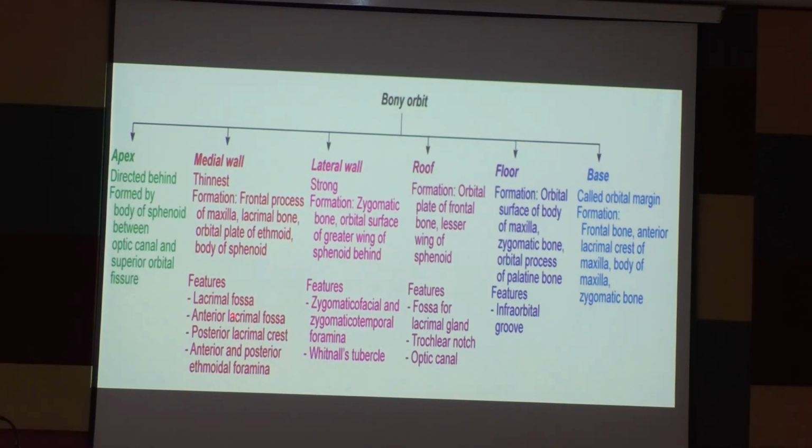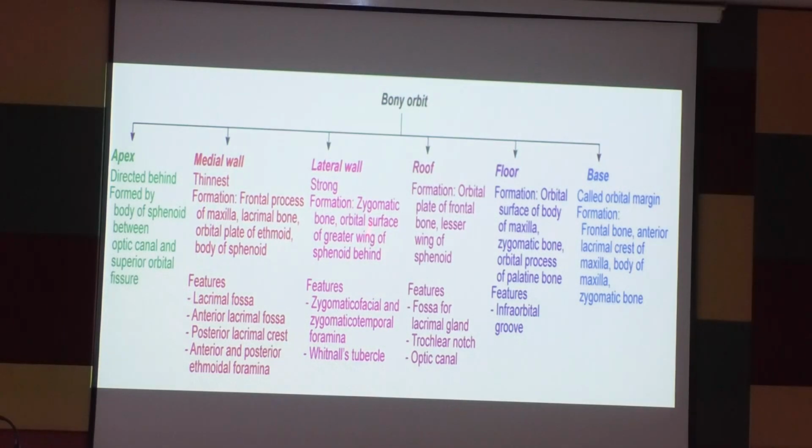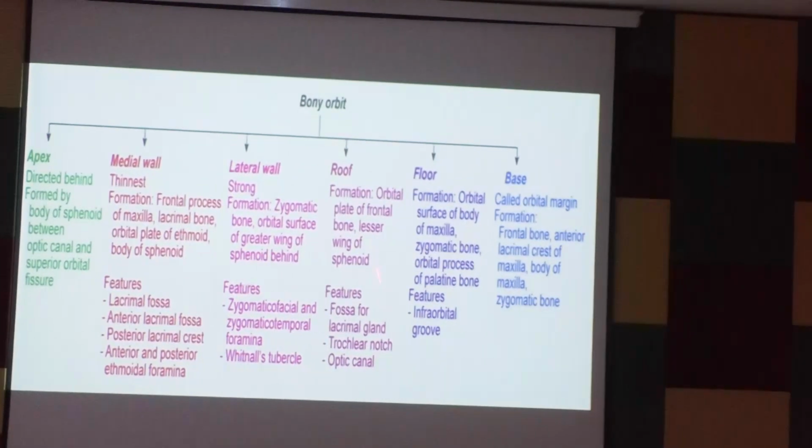Okay, what are the important features here? The lacrimal fossa, which is bounded by the anterior and posterior lacrimal crests, and the anterior and posterior ethmoidal foramina. These are present at the junction between the medial wall and roof. Now the lateral wall is a strong wall formed by the zygomatic bone and, behind, the orbital surface of the greater wing of the sphenoid. The features in this wall are the zygomaticofacial and zygomaticotemporal foramina, which nerves traverse. Individual features we will see in pictures.